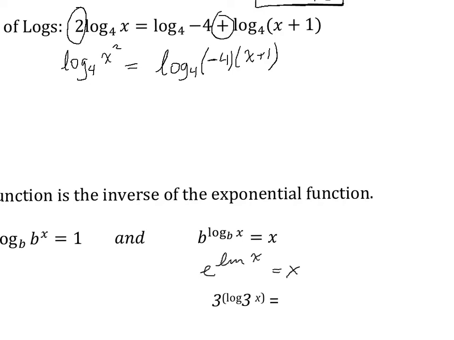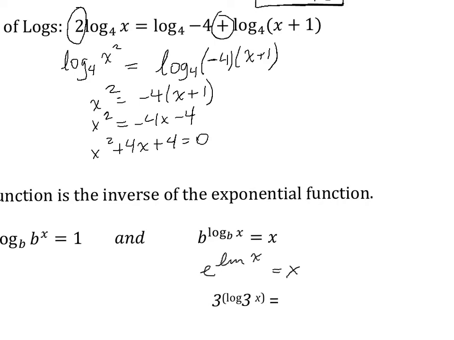So that's going to be x squared equals negative 4 times x plus 1 now. So x squared equals negative 4x minus 4. And we can subtract everything over, so we get x squared plus 4x plus 4 equals 0. Now we can factor that out, and we get x plus 2 squared equals 0. Setting that equal to 0, we get x equals negative 2.